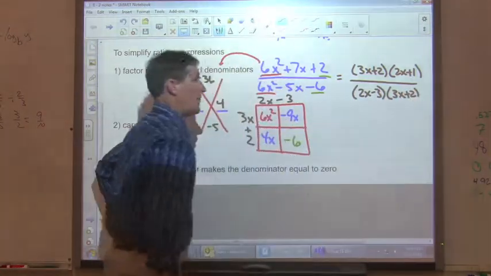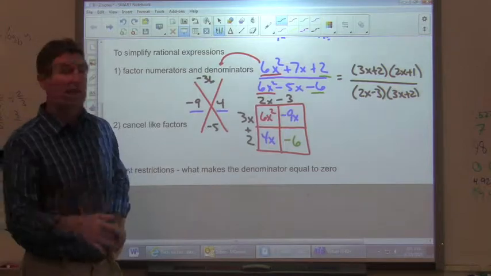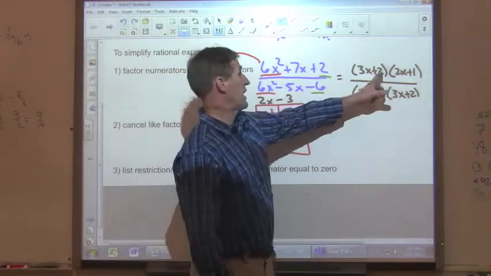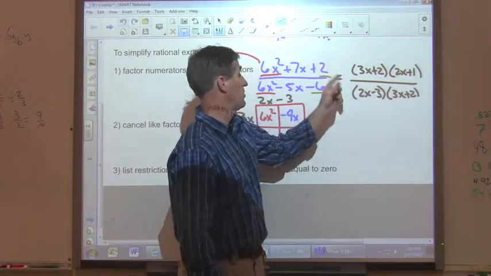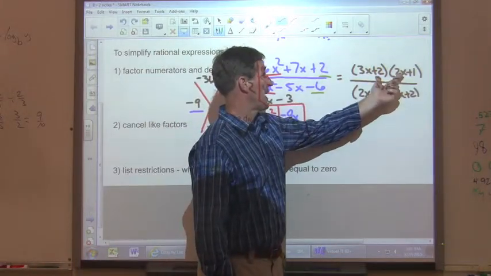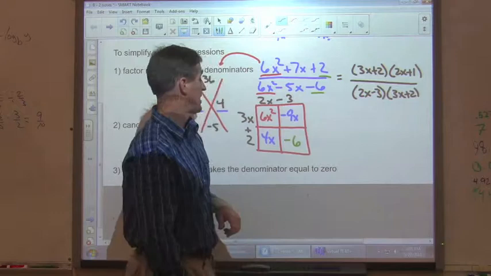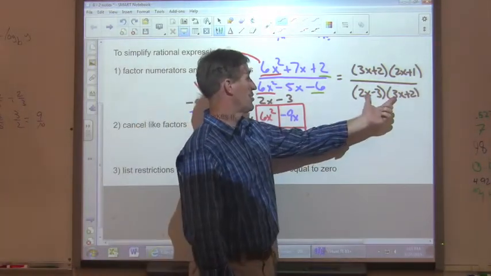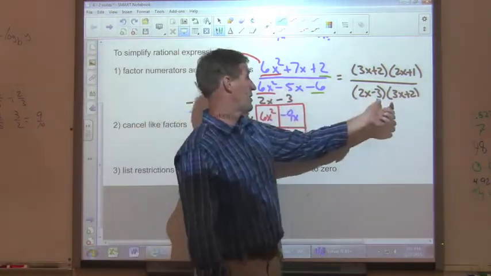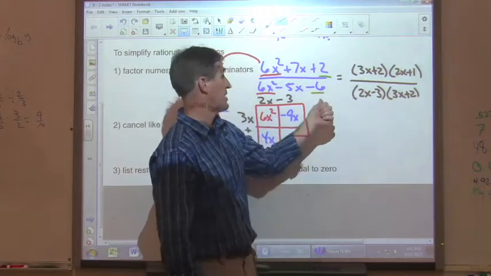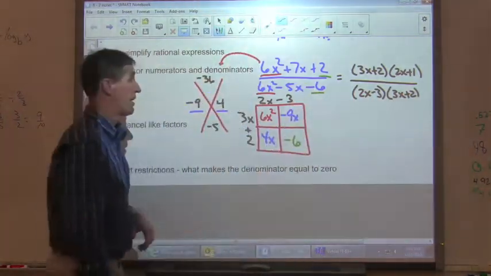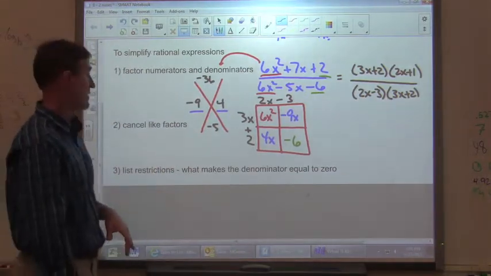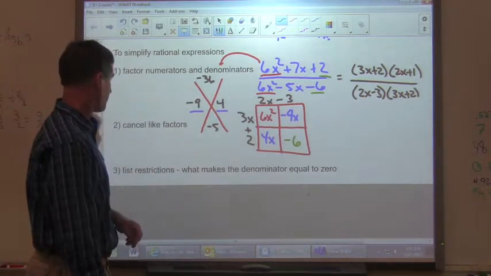Now again, if you get in the habit of just checking your answers, 3x times 2x is 6x squared, 2 times 1 is 2, then we have 3x and 4x adds up to 7x, so that works. 2x and 3x is 6x squared, negative 3 and 2 would be negative 6, and then we get a negative 9 and a positive 4, which gives me negative 5. So we know we've got that right, cuts down on mistakes to check it.